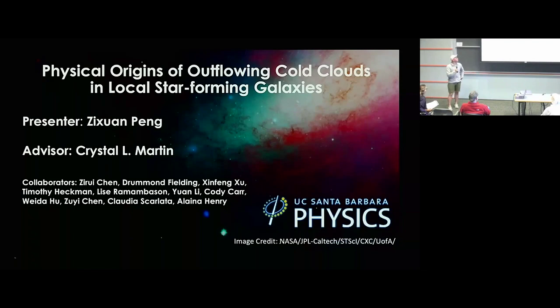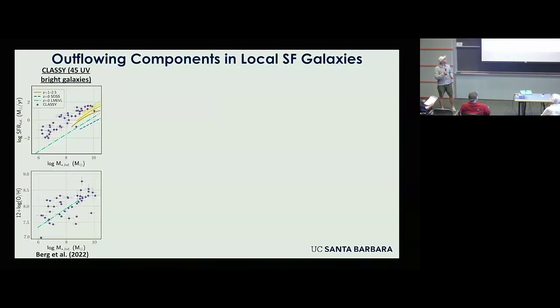Today it is my honor to present my recently submitted work on the physical origin of outflowing clouds in local star-forming galaxies. Our research is based on the CLASSY survey. CLASSY contains 45 local UV-bright galaxies that span a wide range of physical properties similar to the high-redshift galaxies during the epoch of reionization.